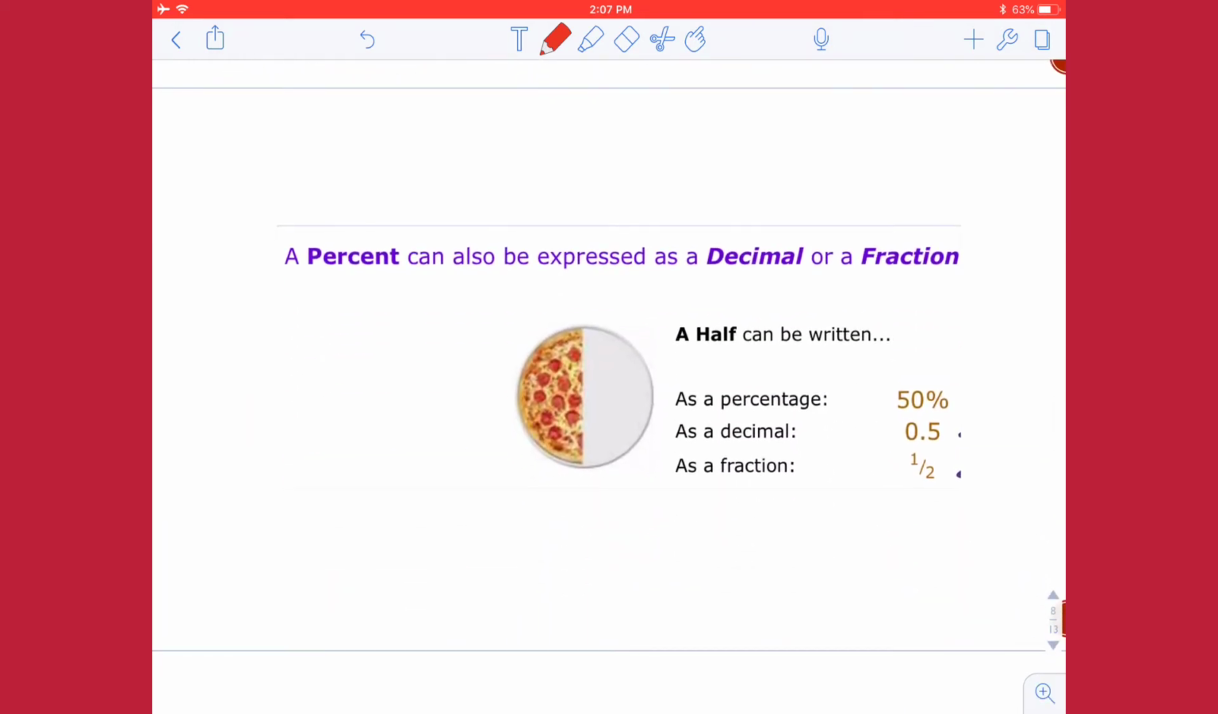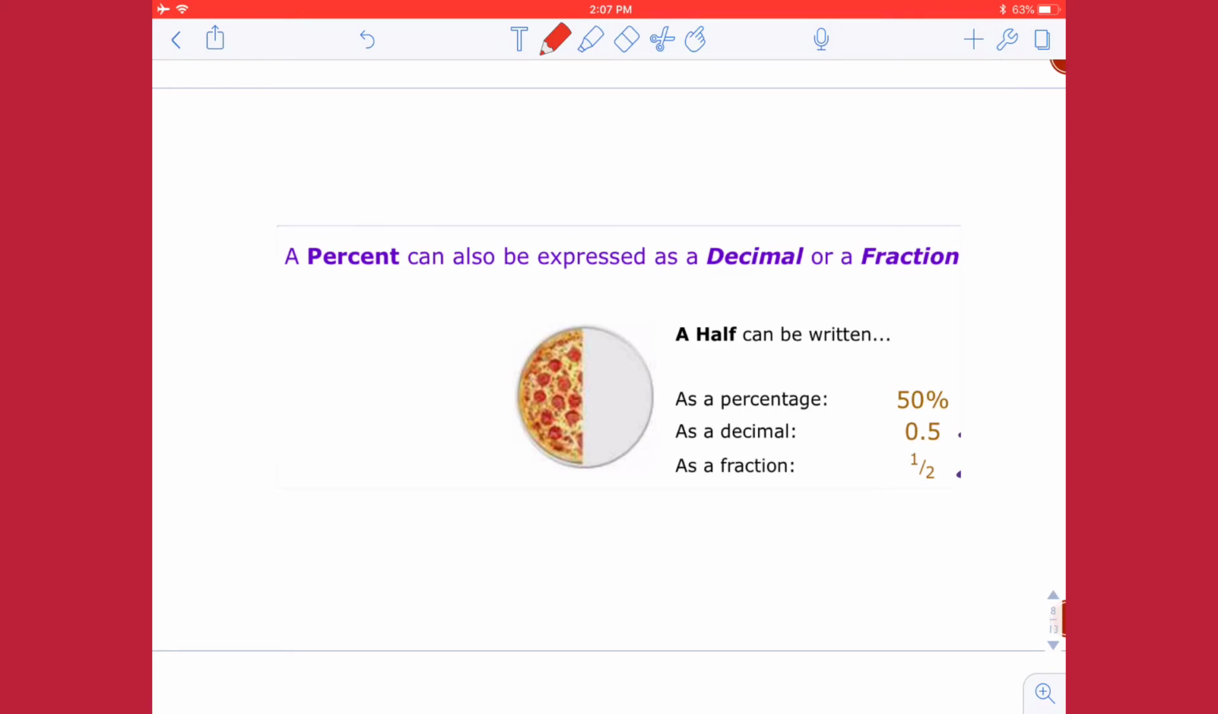A percent can also be expressed as a decimal. So we've talked about this idea that a percent can be written as a fraction, and we've learned in previous math classes that when you have a fraction, you can write it as a decimal, which means I could jump straight from a percentage to a decimal. So this idea that percents, decimals, fractions, ratios, they're all equivalent. They're all the same. They all go together.